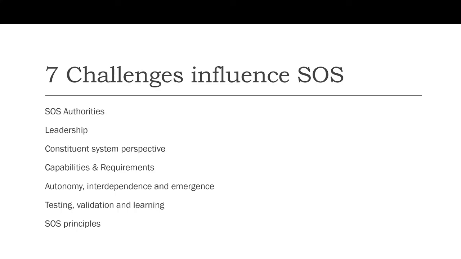Another challenge here is capabilities and requirements. Of course, we do capture requirements, but how are we going to ensure all these requirements captured by each individual system will fulfill the whole entire system of systems design scope? So that's another challenge. And another big one is autonomy, interdependence, and emergence. Like I just said, because of these emergent behaviors and this interdependency, it becomes quite difficult for us to anticipate the effects of those systems. So that is another big challenge.